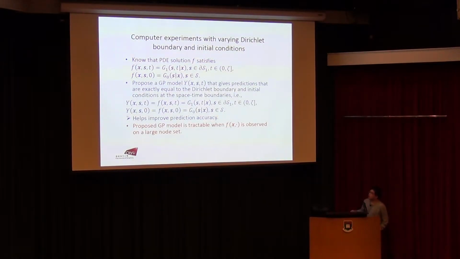We just get data, we construct the emulator surrogate. So we ignore this information that we have, okay, that we can use to improve the construction of the surrogate. So our main contribution is to propose a GP model, okay. The GP model is indexed by the simulator input x, spatial coordinate s, and time t. And this GP model is constrained to give predictions that are exactly equal to the differential boundary and initial conditions that are imposed on the simulator. So in particular, this Y is equal to the differential boundary condition G1 at boundary ∂S1, and Y is equal to initial condition G0 at time 0. Okay, so intuitively this would help improve the prediction accuracy of the surrogate.